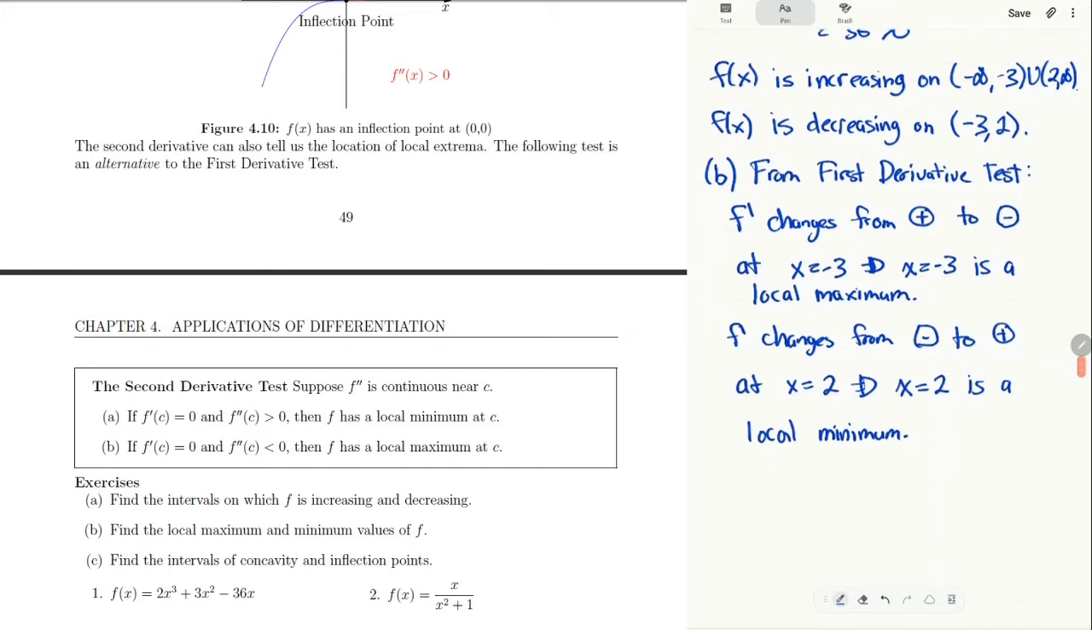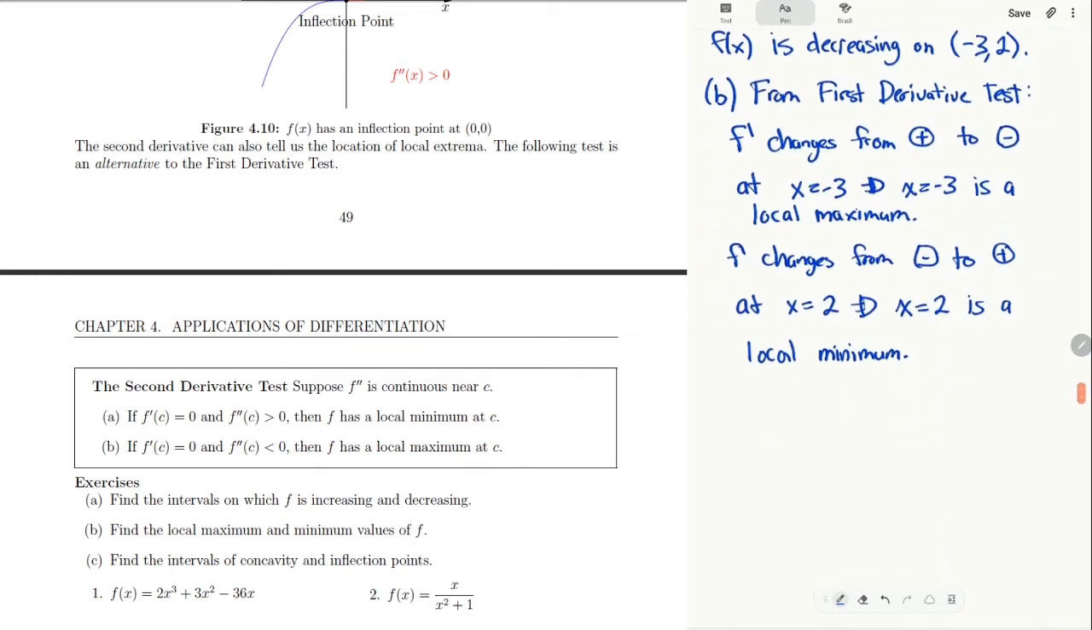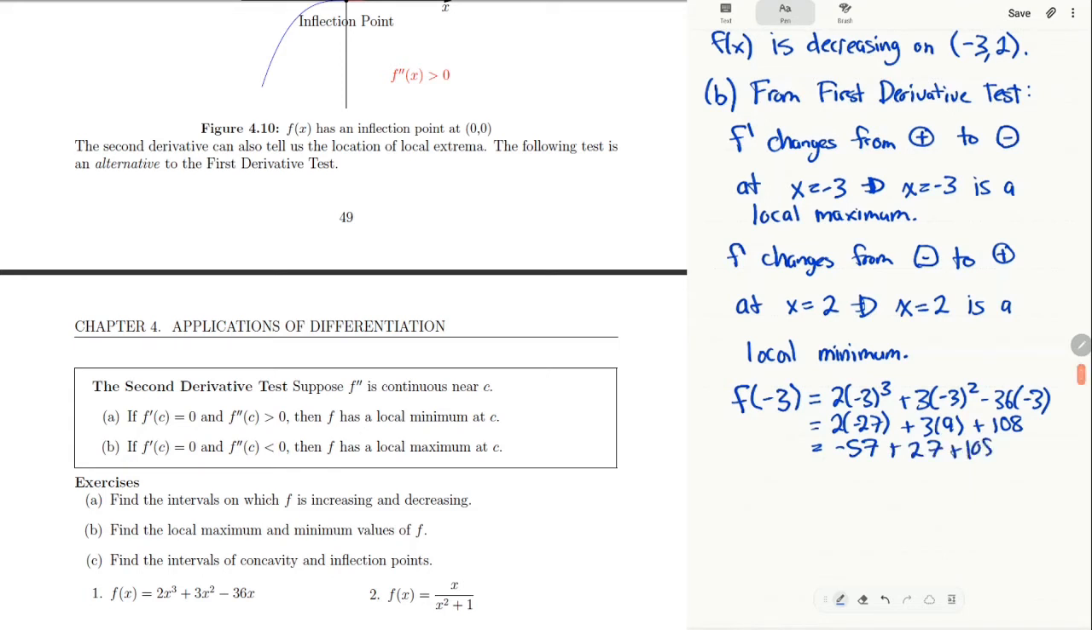So now let's look for the values of the function at these local max and local min. So we need to evaluate the function at these critical numbers. So f of negative 3 is 2 times negative 3 cubed plus 3 times negative 3 squared minus 36 times negative 3. This will give us 2 times negative 27 plus 3 times 9 plus 108. So that's negative 54 plus 27 plus 108. And this is 81.